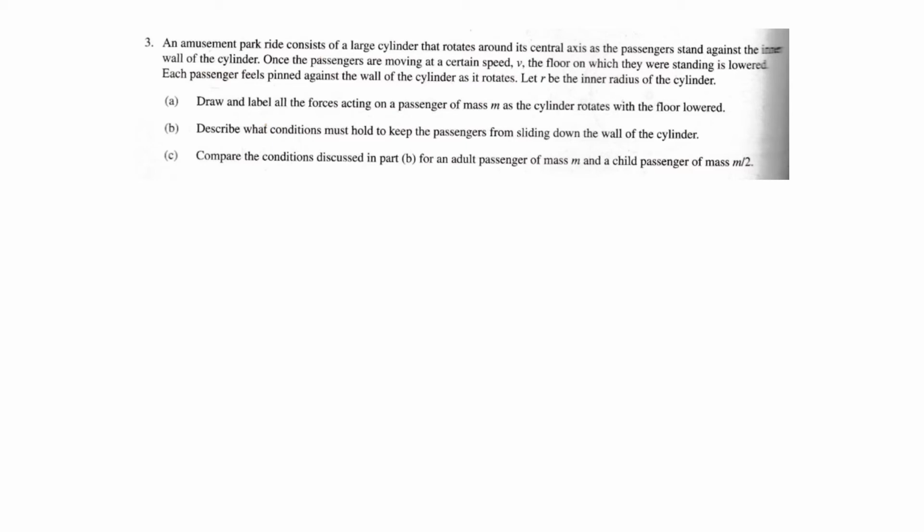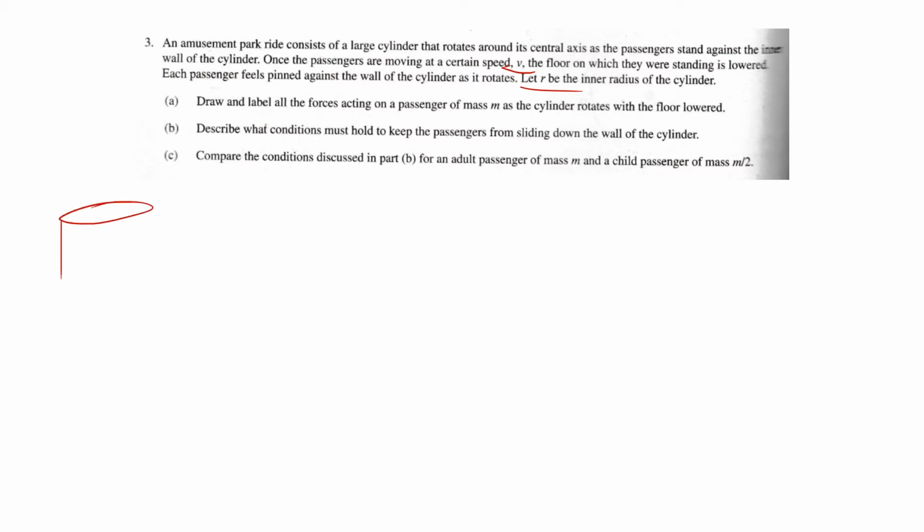An amusement park ride consists of a large cylinder that rotates around the central axis. The passengers stand against the inner wall of the cylinder. Once the passengers are moving at a certain speed, we'll call it V, the floor on which they are standing is lowered. Each passenger feels pinned against the wall of the cylinder as it rotates. Let R be the radius.